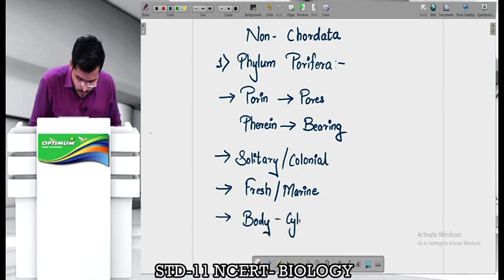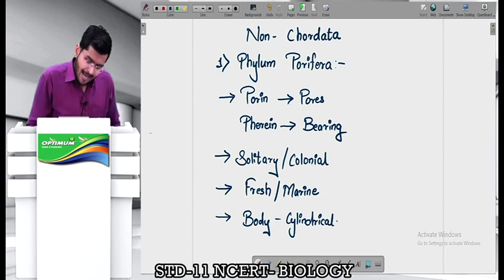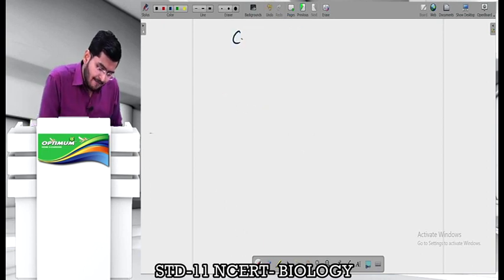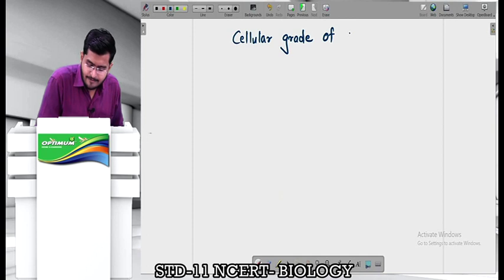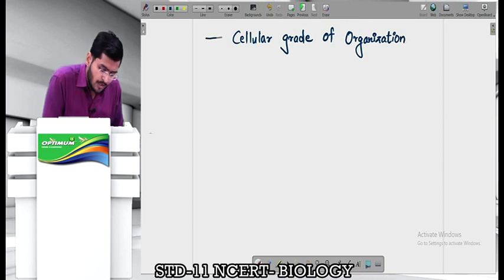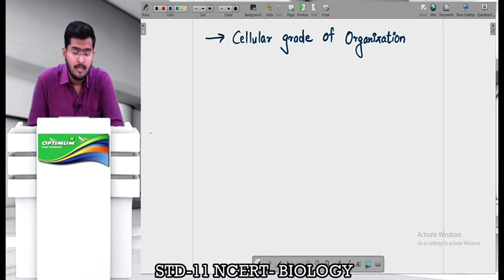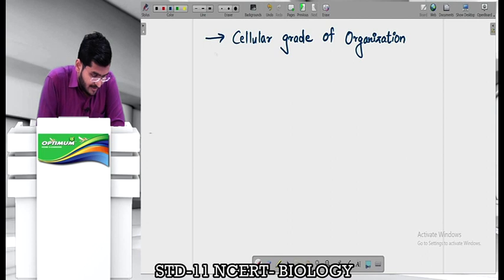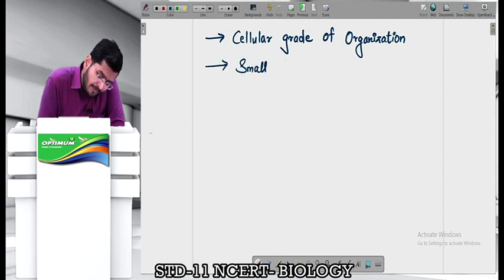Other than that, when we come to its characteristics, let me tell you that their body is cylindrical, which means it's a tube-like structure. They have a cellular grade of organization. So you can see the first criterion of classification is cellular grade of organization. They are made up of different types of cells. They do not have tissues or organs here. So they show cellular grade of organization, and they have several small openings on their body.